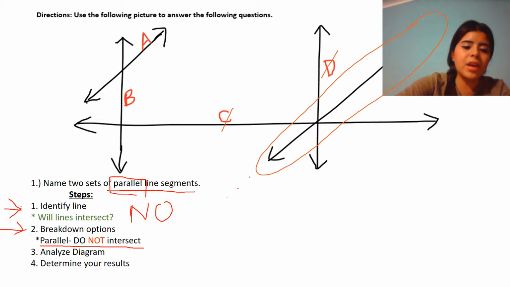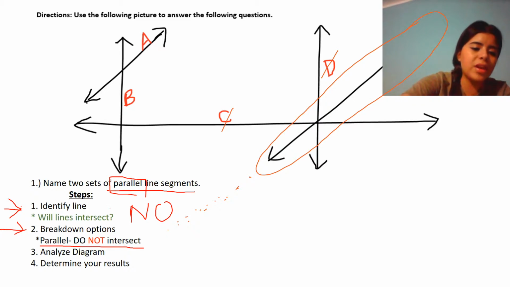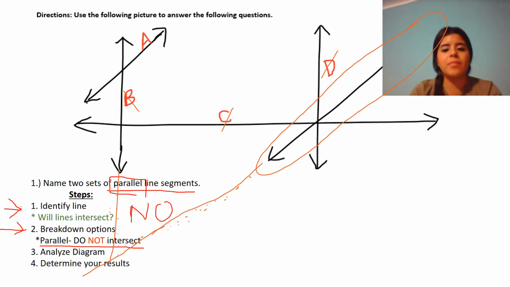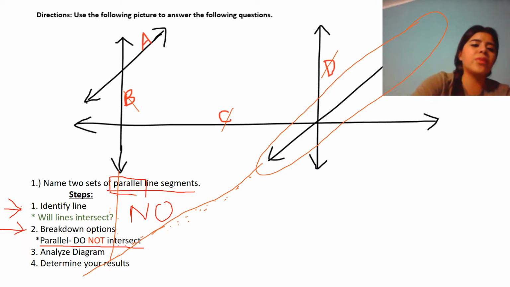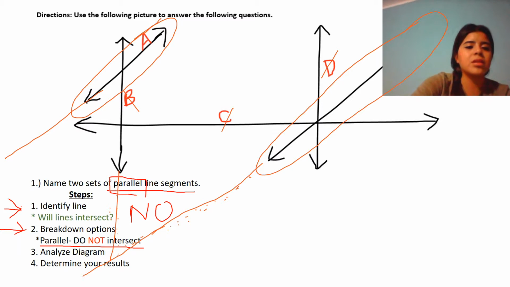If we keep that line going, it will eventually cross with B, as you can tell here. Therefore, it cannot be parallel to B. We are left with A. If we keep drawing these two lines, these lines will never meet.